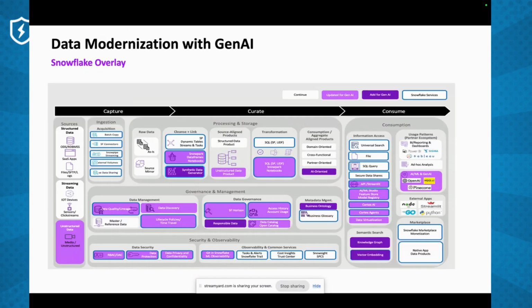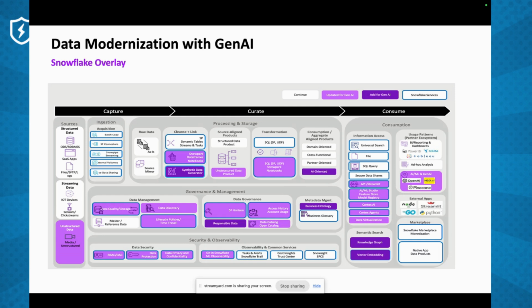Now, this is one of my very, very favorite slides. I always talk about it. It is a very nice Snowflake overlay. See, our traditional data supply chain layer, we call it capture, curate, and consume. For different systems, there are different ways you capture, curate, and consume. When GenAI came in, you understood that there are a lot of things in the existing layer that you need to continue with. Some of the services will be updated for GenAI. Some of the services will be added for GenAI.